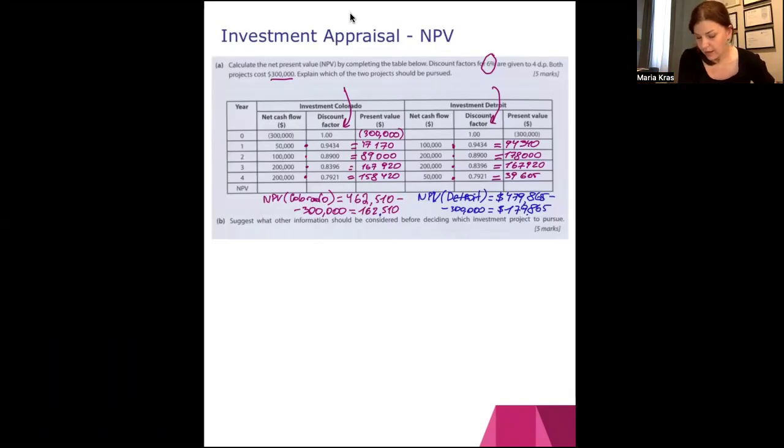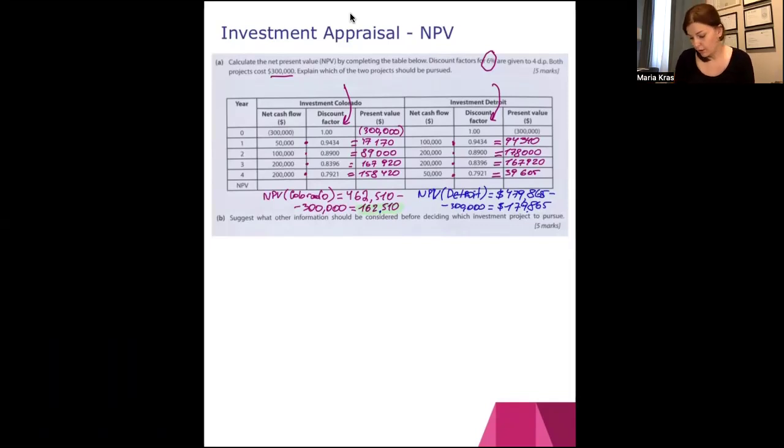receipt of cash flows. However, because of the time value of money, because of the discounting of these cash flows, and because of different schedule of receiving these cash inflows, you could see that the results are actually different, right? So for Colorado, so if we open our shop in Colorado, the NPV is $162,510. However, if we open our shop in Detroit, we would actually receive more of discounted cash flows. So 179 and 865.